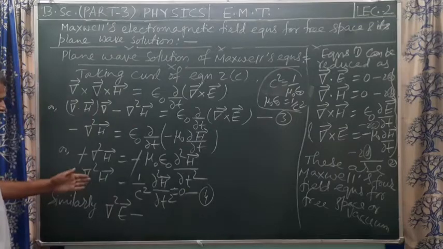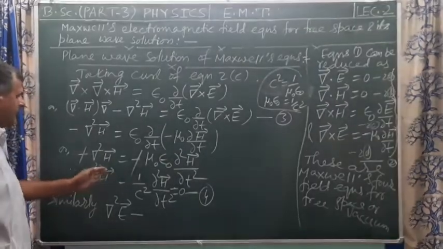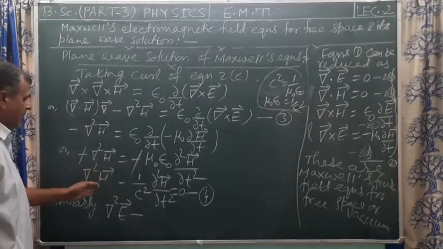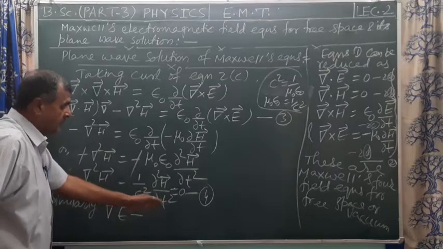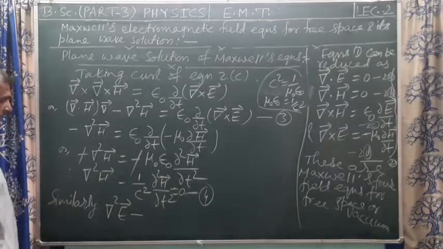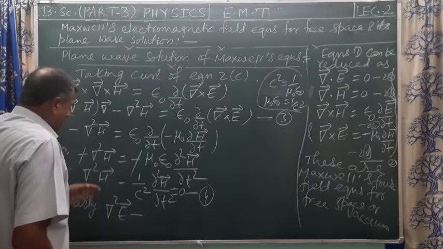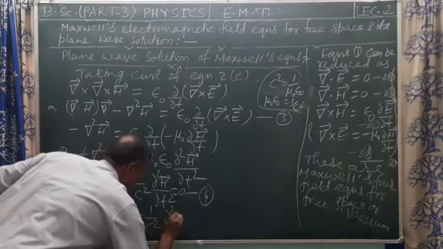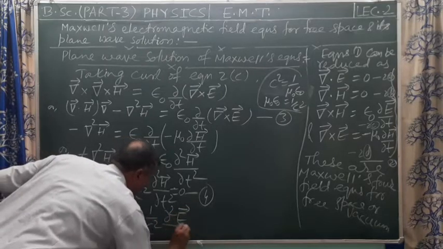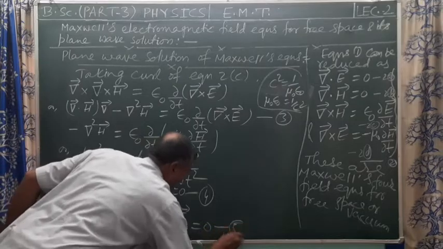And similarly we can write, after taking RHS into LHS, equation 4: del square H vector minus 1 by c square del square H vector by del t square is equal to 0. Similarly, for the electric field we have del square E vector minus 1 by c square del square E vector upon del t square is equal to 0, and this is equation number 5.